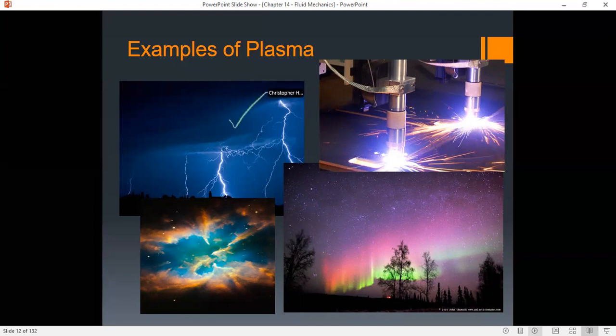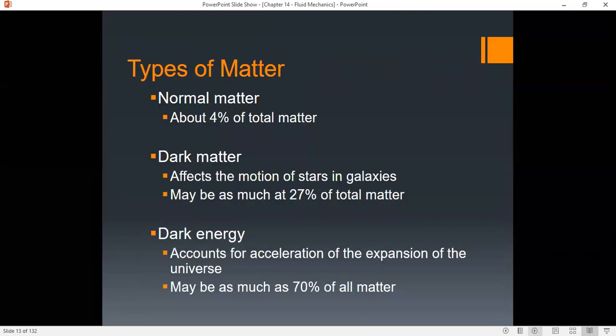Lightning is a great example of a plasma. We see plasma in stellar nurseries where stars are newly forming, and we've got some very hot young stars that ionize the gas around them. We see plasmas in auroras, and auroras are where the solar wind interacts with the Earth's magnetic field, causing particles to crash into the upper atmosphere. Of course, we can use plasma actually for useful things, such as cutting into difficult materials, and also in plasma fusion.